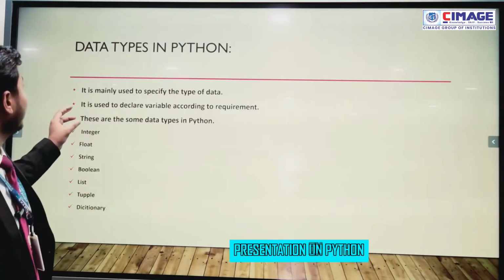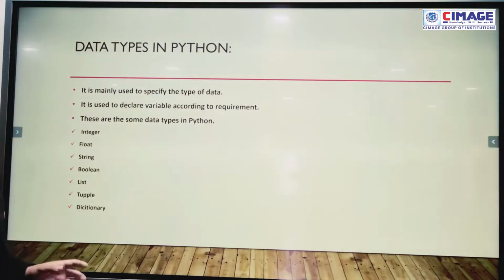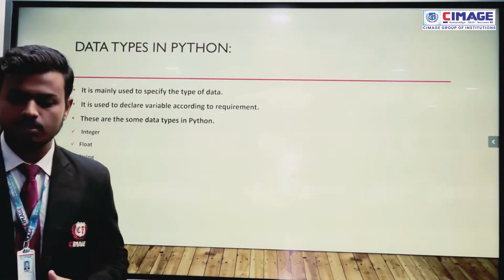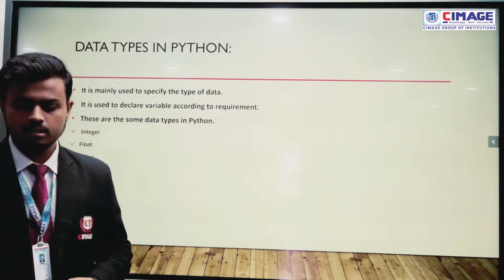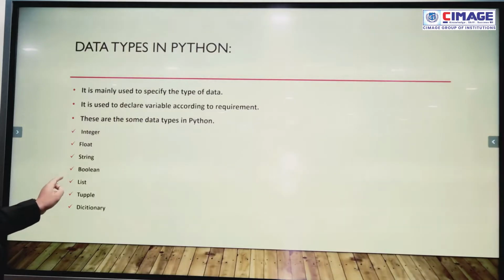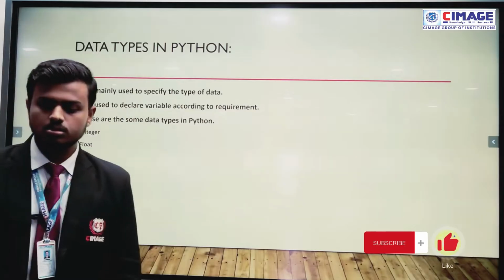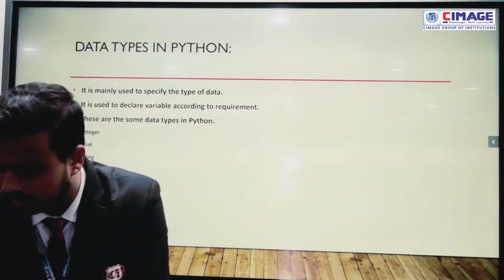Now here I have written some data types in Python. First we will learn what data types are. A data type is mainly used to specify the type of data. It is used to declare variables according to requirement. These are some data types in Python: integer, float, string, boolean, list, tuple, and dictionary. Now I will execute some code in VS Code to show you data types in Python.